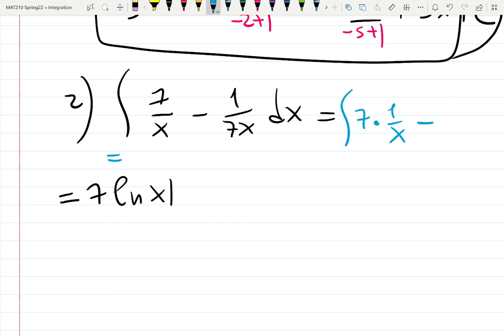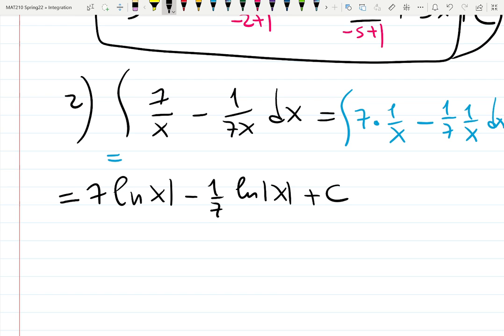The second one can be written as 1 over 7 and 1 over x, dx. So this is the way you can rewrite it first. Minus 1/7 natural log of x plus c. Do you see the difference? So this is kind of more of an algebra question than integration. 7 over x is 7 times 1 over x.